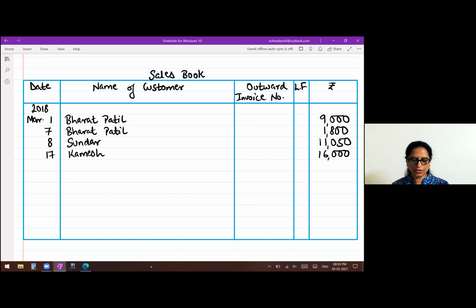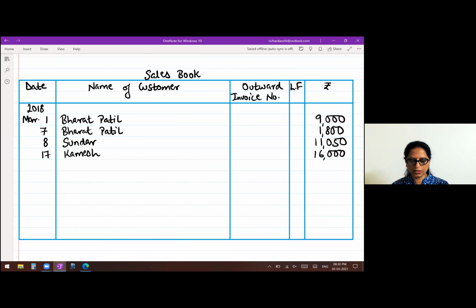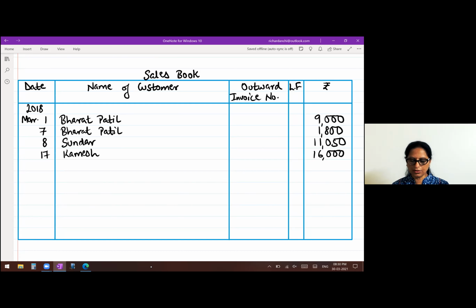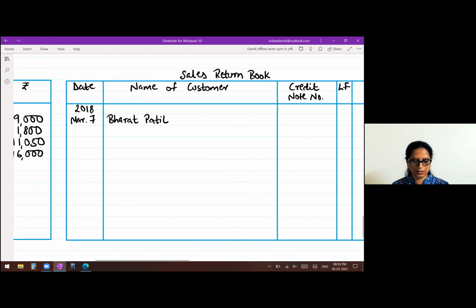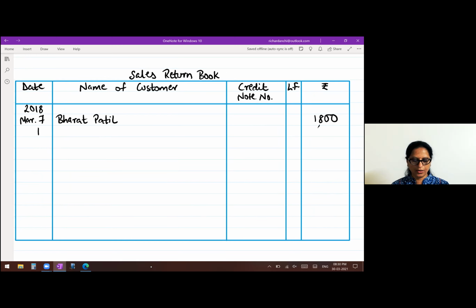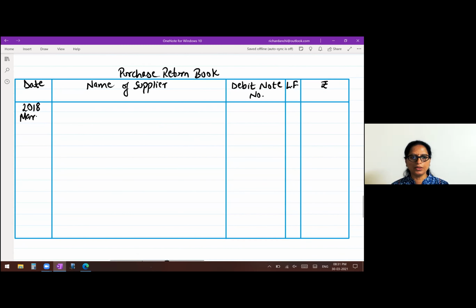19. Kamesh returned us goods of rupees 1,600 and immediately returned the same to Naresh. Now when Kamesh returned, it will come in the sales return book. So take your sales return book, write 19, write Kamesh. Now here it is 1,600. And the same were returned to Naresh. We had purchased from Naresh, so they are being returned to Naresh. So the entry will come in the purchase return book. Date is 19. Write the name Naresh.